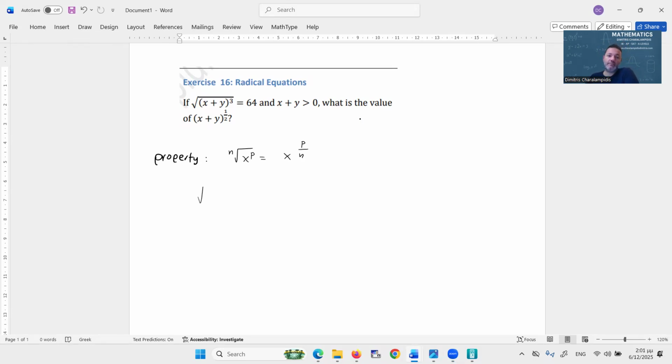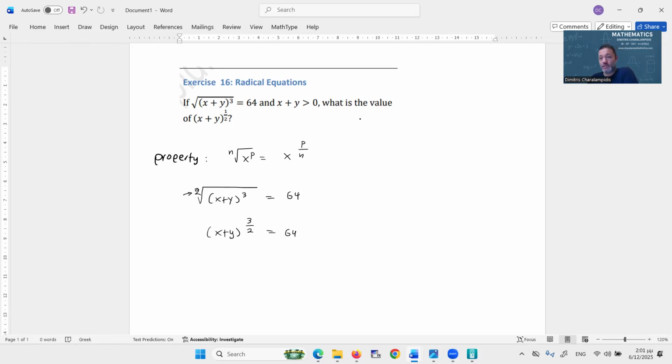This means that I'm going to start from the given equation and write it as (x plus y) to the power of 3 over 2. And why 2? Because we call this a square root simply because here it's supposed to be number 2. So (x plus y) to the power of 3 over 2 is equal to 64.